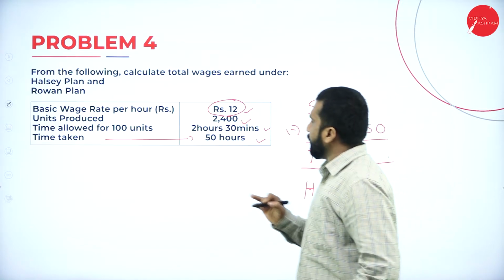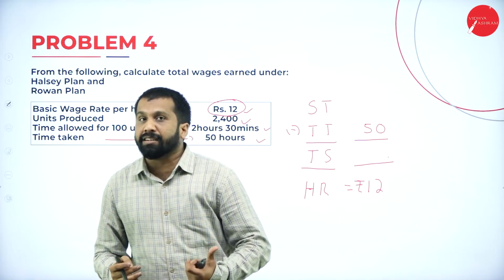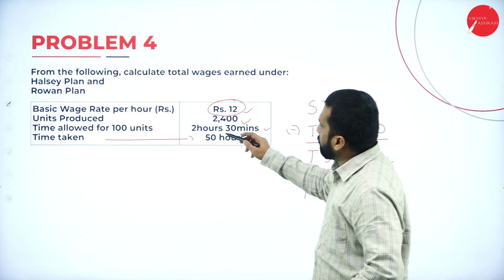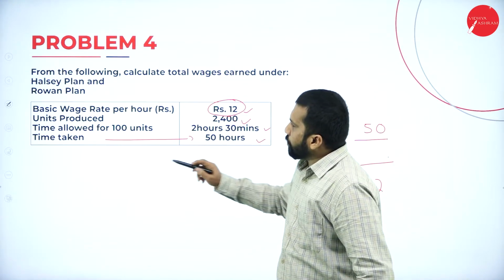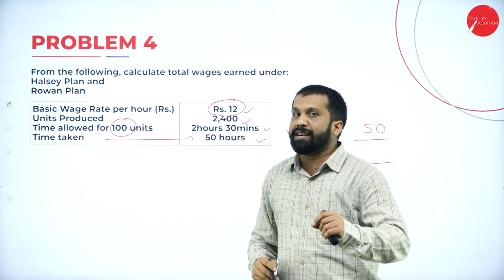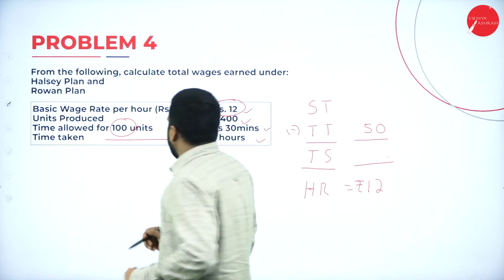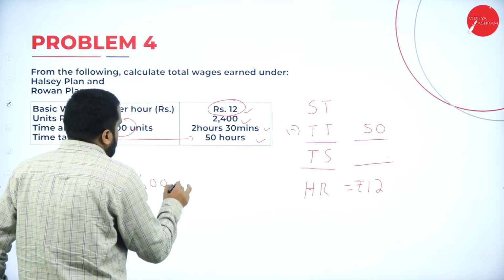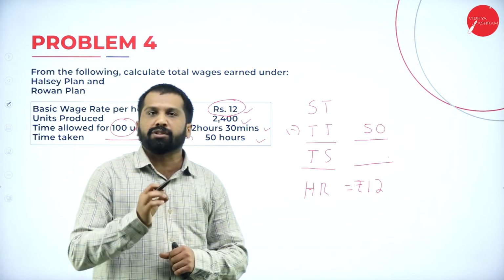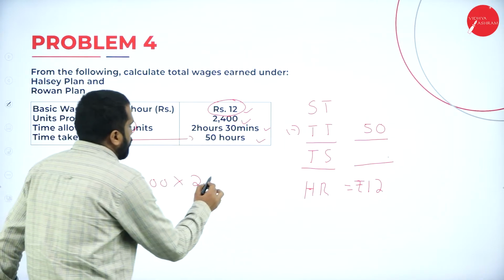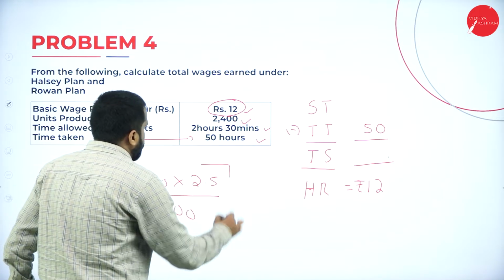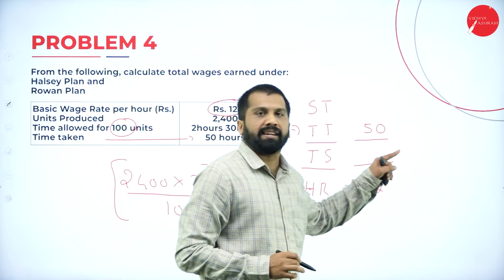So, up to this we completed. Now, we are supposed to find out what is the standard time and what is the time taken. Now, the standard time is very simple. They have given 2400. As I told you, this will be base. Whatever is given in the particular column, always we consider as base. Now, 2400 multiplied with 2 hours 30 minutes. We can take it as 2.5, half. Now, 2.5 whole divided by 100. If you do this calculation, you will get your standard time.